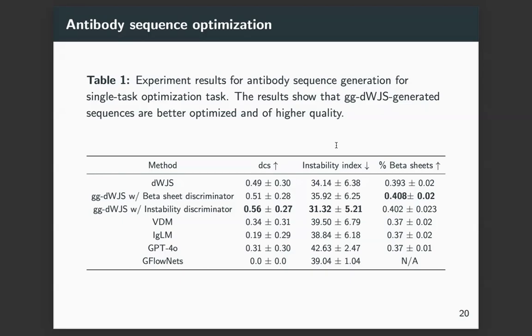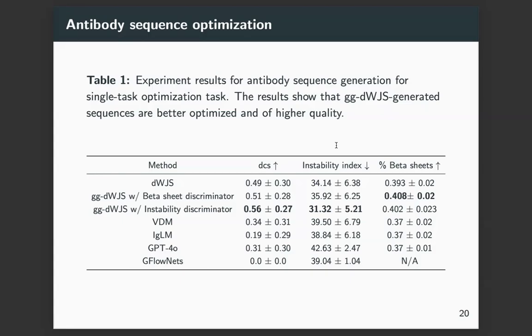Okay, so you can see some of the results. We basically had the same baselines as they had in the paper. So they used VDM, and then they used the IGLM. IGLM is a language model on the antibody sequences. They also apparently use GPT. I really don't understand why they would do that, but they did it, so we also did, and we also tried gFlowNet to perform some optimization on the sequences.